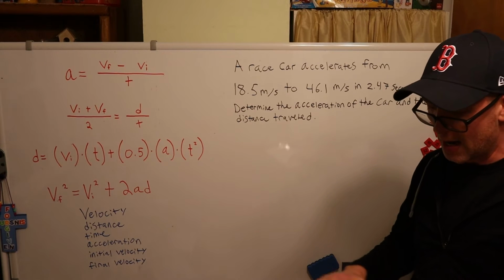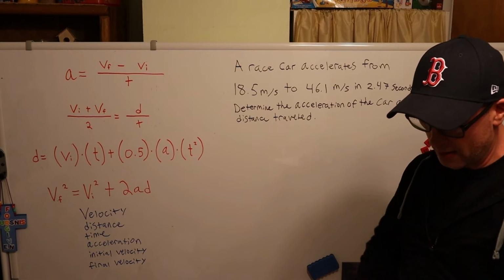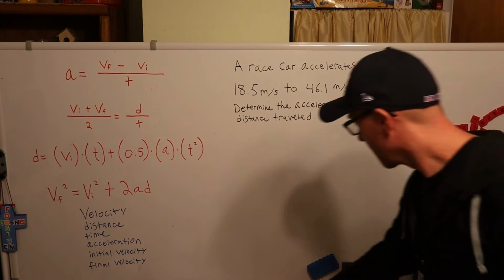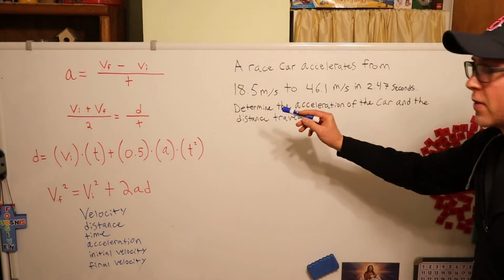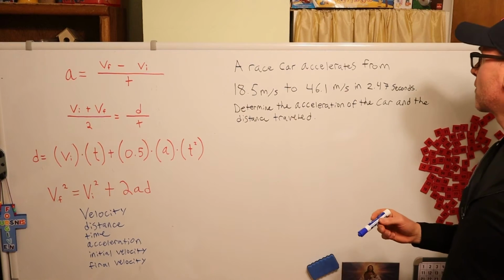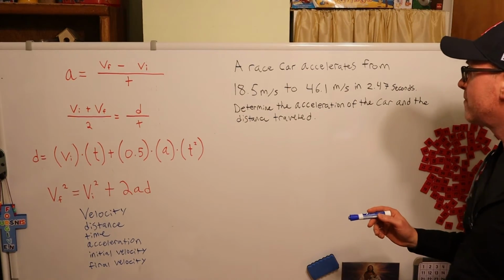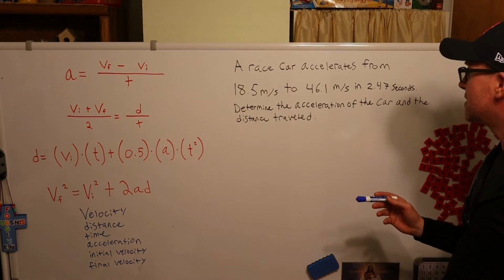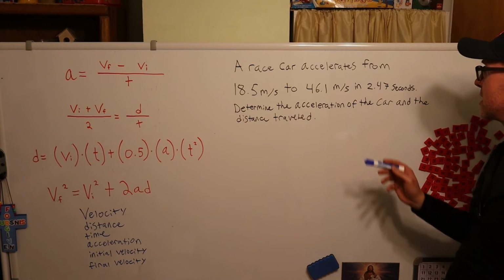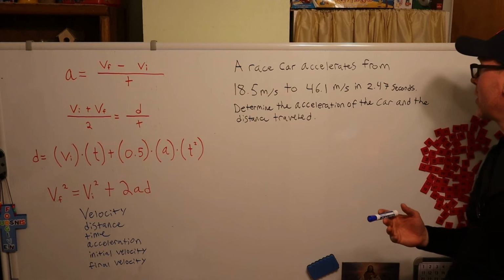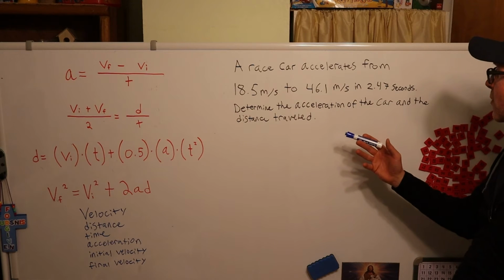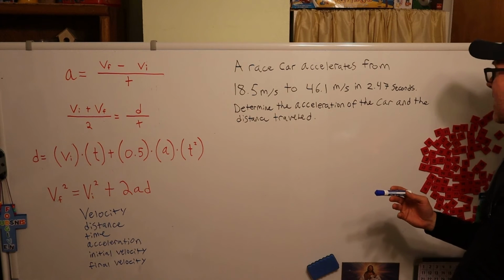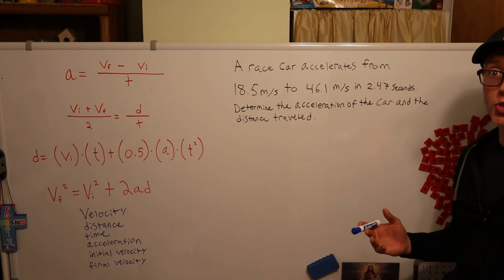All right, I have the problem on the board behind me, and the first thing that you're going to want to do is, of course, read the question. We have a race car accelerates from 18.5 meters a second to 46.1 meters a second in 2.47 seconds. Determine the acceleration of the car and the distance traveled.